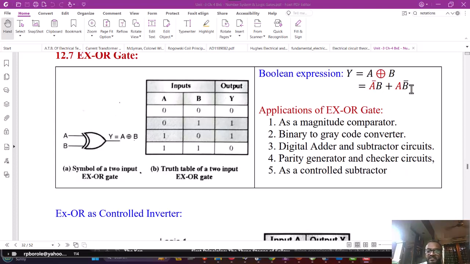Whereas in the next term, A is 0 and B bar is 0, so A B bar leads to 0. Therefore Y is equal to A bar B, which is equal to 1. Similarly, when A is equal to 1 and B is equal to 0, you are getting Y output 1. That can be verified by substituting the values here.